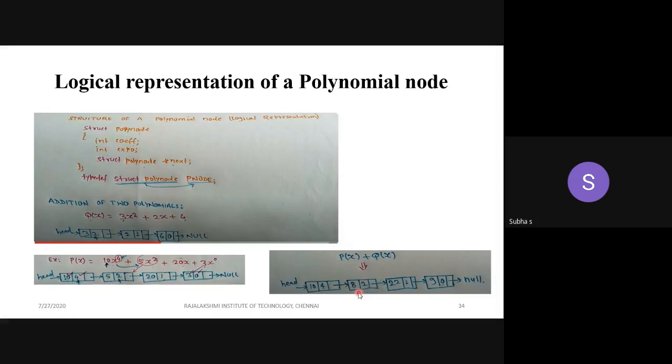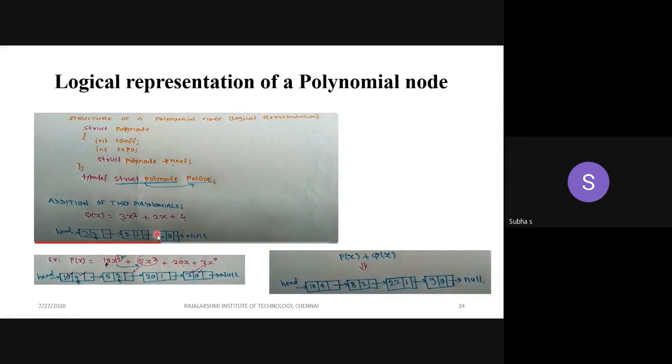Look at the right side. In the resultant polynomial, I am having 8. The power is the same. You have to place the same power only, either the first equation's power or the second equation's power. Okay. Now where does the control move? Here it moves to the next one, 2x power 1. Here it moves to the next one, 20x power 1. It will compare both the equations. Both the powers are equal. You have to add: 22x power 1.